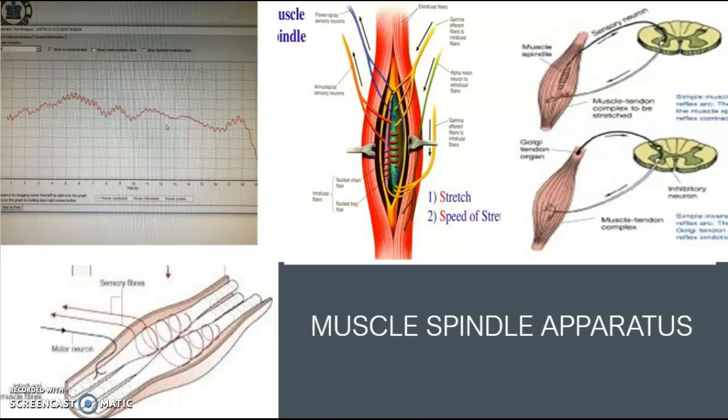Muscle spindles are small sensory organs with an elongated shape. They are proprioceptors that consist of several modified muscle fibers which are enclosed in a sheath of connective tissue. These modified fibers are called intrafusal muscle fibers.